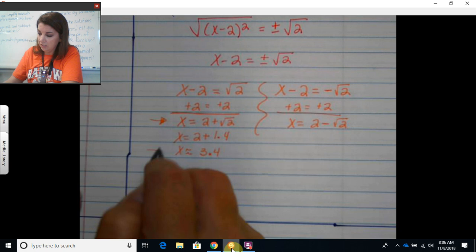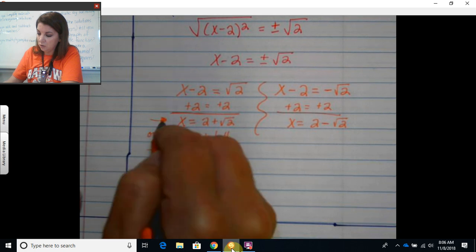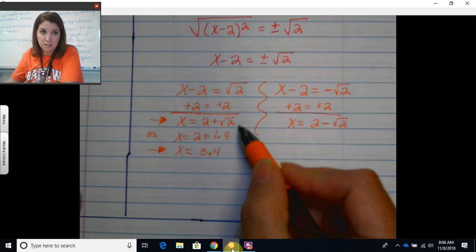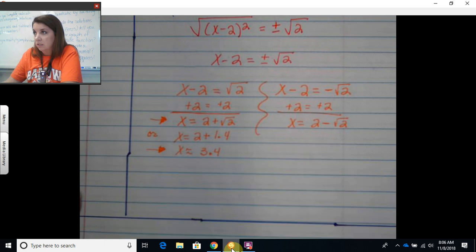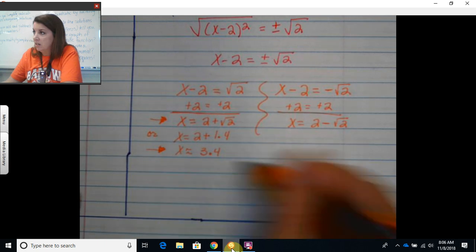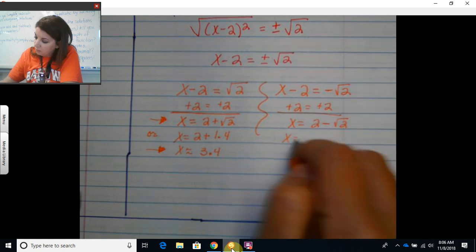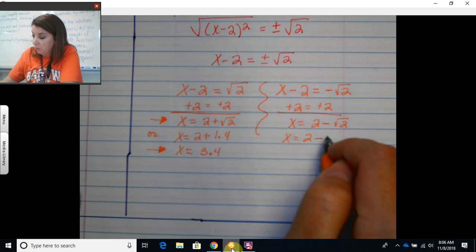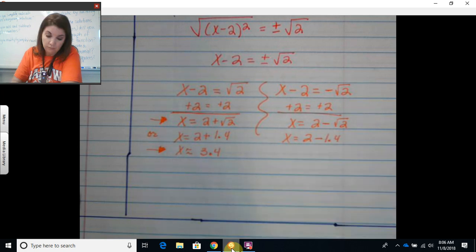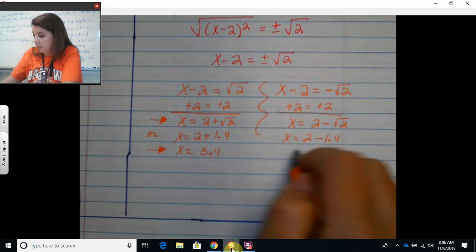If it's multiple choice and they leave it as 2 plus the square root of 2, then you got to be able to do that. Or if they leave it as a decimal, you got to be able to do that. So over here, that would be 2 minus approximately 1.4. So 2 minus 1.4 is approximately 0.6.